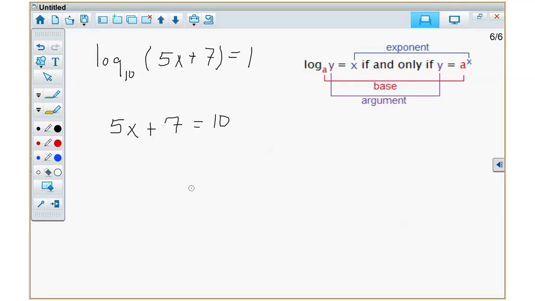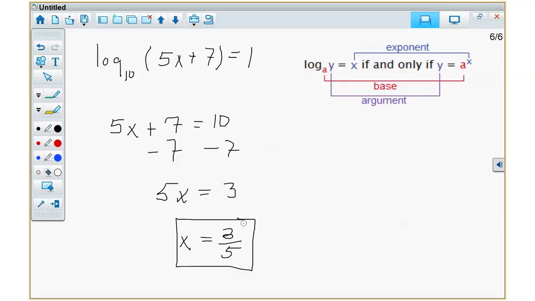Now, if I'm not mistaken, I think everybody can do that problem. Minus 7, 5x is equal to 3. 3/5 is your answer. Now, this is a prime example of a problem that's very intimidating, but turns out to be very basic.